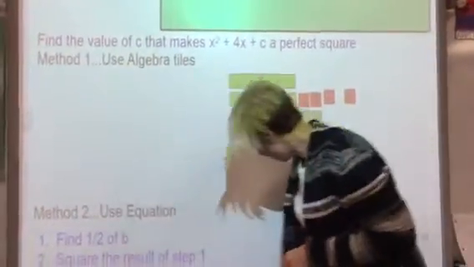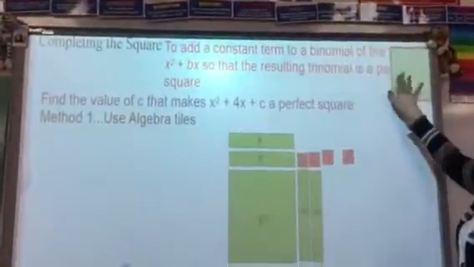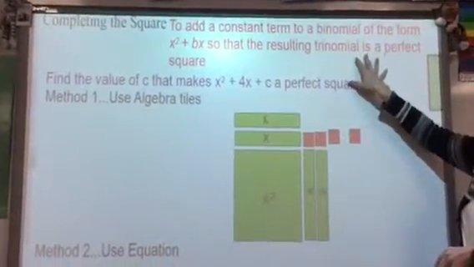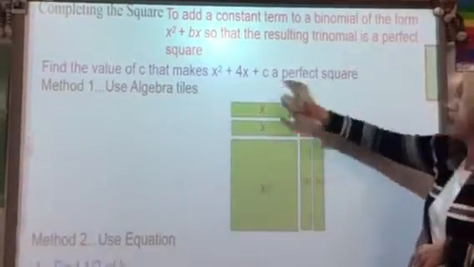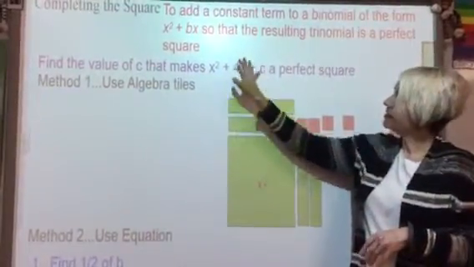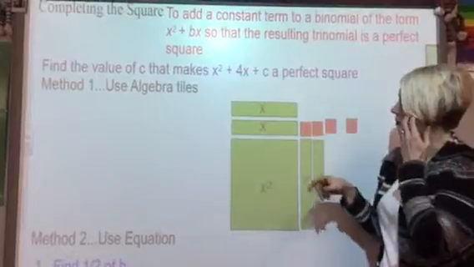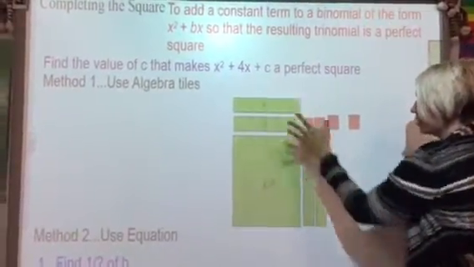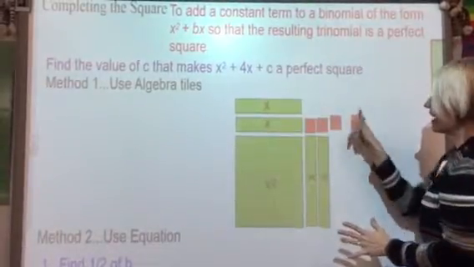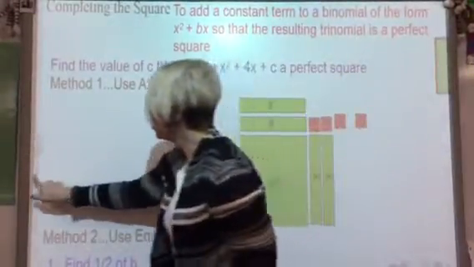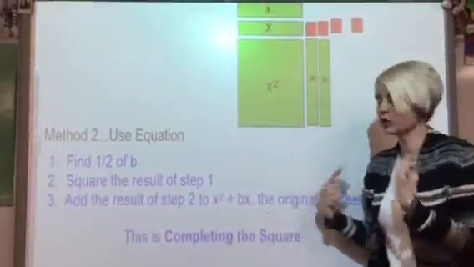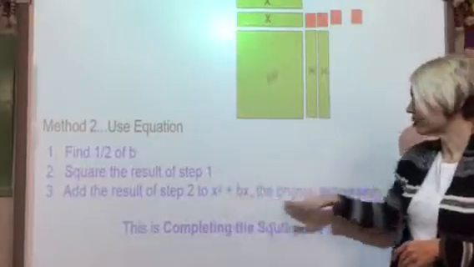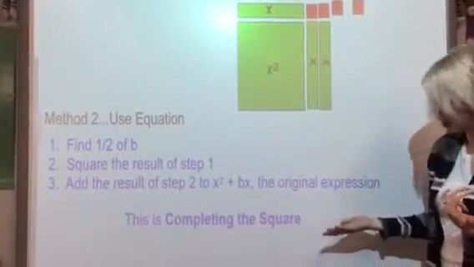So first of all, what is completing the square? It is to add the constant term to a binomial of the form x squared plus bx so that the resulting trinomial is a perfect square. So what would I add to this to get a perfect square? Well, you could build the tiles like he did. Here's your x squared, here's your 4x, and then what do I need to add to complete the square? Or you can use our equation, and I'll put this in your notes, and this is what we'll use most often. Find half of b and then square it, and that's called completing the square.